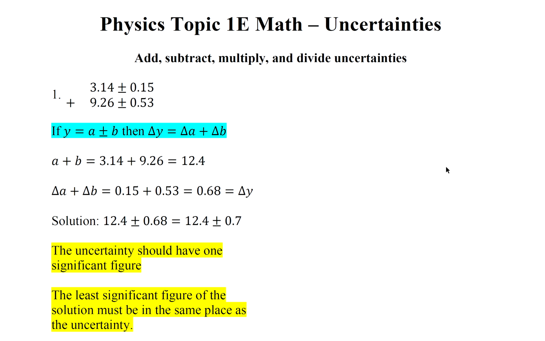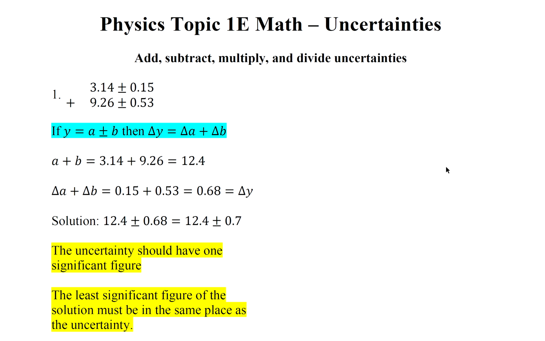0.15 is the uncertainty. So the value that we measure could be 3.14 plus 0.15 greater or 0.15 less. And we're going to add it to 9.26 plus or minus 0.53. So that measurement of 9.26 could actually be 0.53 greater or 0.53 less.